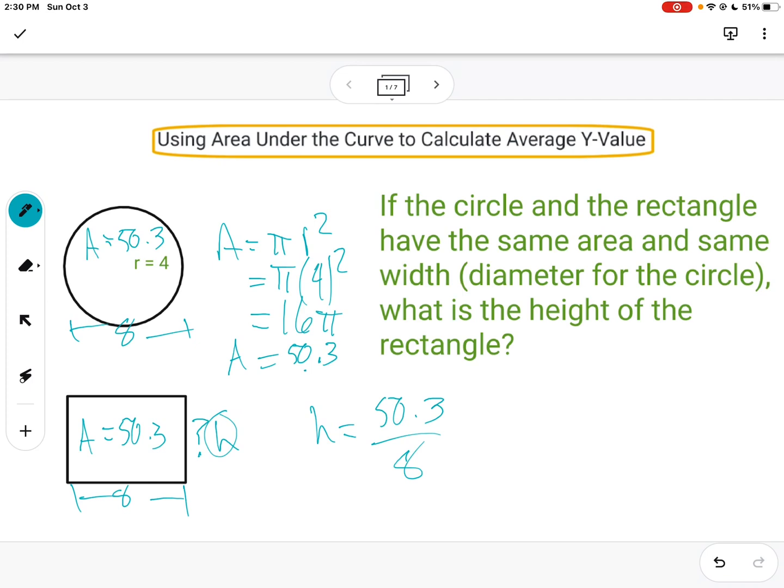8 times 6 is 48. So it's about 8.25, 8.27. I'm just guessing, we'll round it to 8.3. Okay, so that height would be, is that possible? Oh, no, Mr. Long. 6 times 8 is 48, about 6.25. That's more like it. 6 times 8 is 48, so about 6.3, we'll say, is the height. Okay, 50.3 divided by 8. I'm just estimating that. So I think that gives you an idea of how we're going to calculate areas and how we're going to use it to get the average height or average y value.